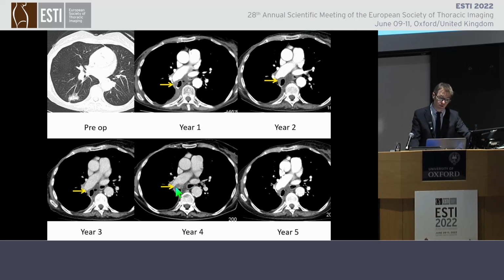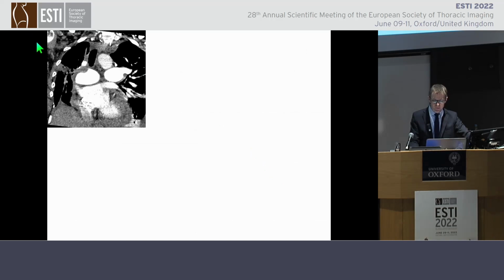So endobronchial ultrasound was performed, and the endoscopist actually said they think this is thrombus because it looks like it's in the pulmonary artery. And we anticoagulated the patient, and on follow-up, this regressed. So the development of thrombus within the pulmonary stump is not uncommon. It can occur at variable stages post-operatively, so it's just important to be aware of it. This is a more florid example of that.